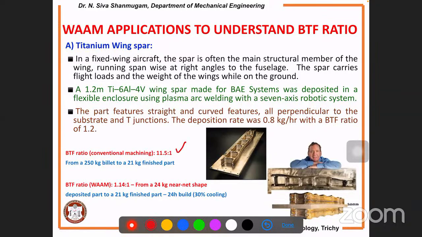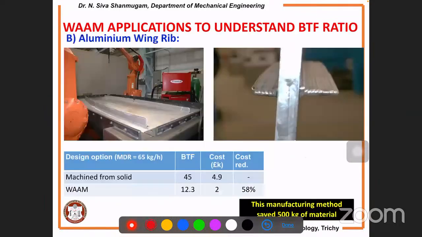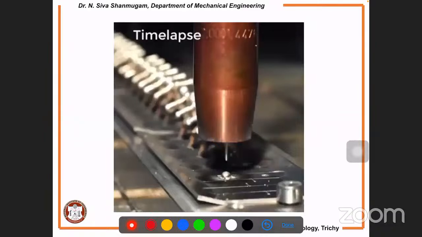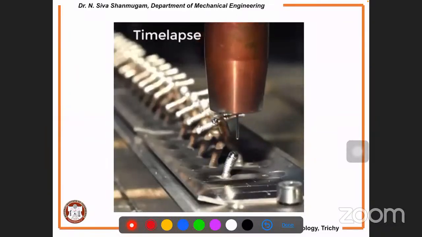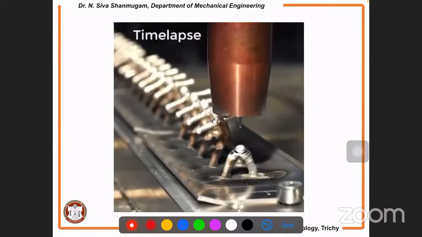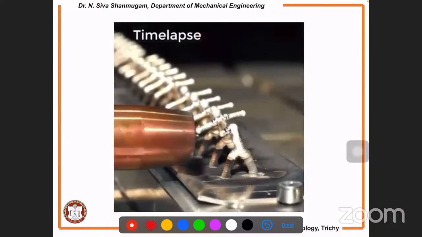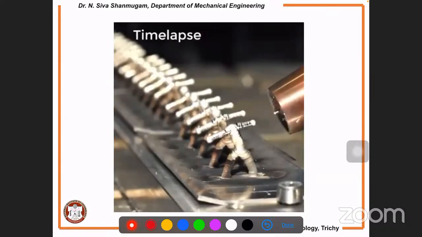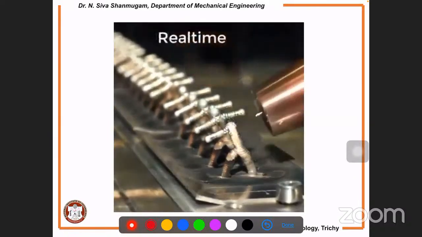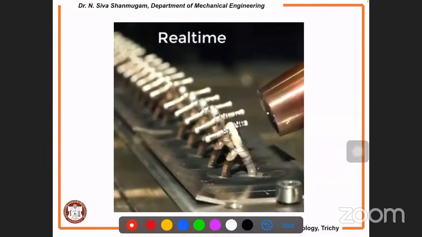They considered 24 hours for building this entire component, and 30% of that was cooling time. We have so many applications, and the cost comparison with respect to material wastage everywhere has proven that it is a very feasible process. You see another video I am playing now, a beautiful way of creating a human head or human skeleton using the welding process. How beautifully they are developing this additive manufacturing. As a welding man, I could understand the capability of this process.